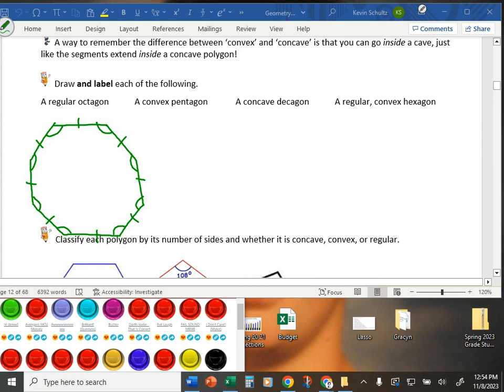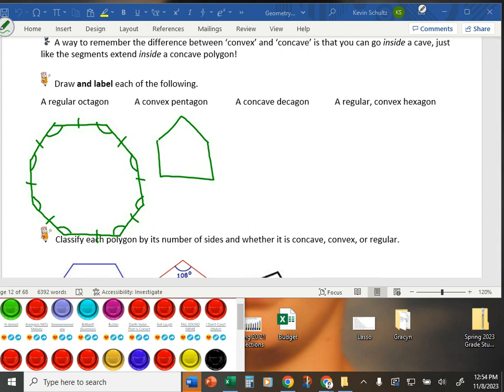A convex pentagon, we actually drew one of those too. A convex pentagon would look like this. And again, what makes it convex is that if you were to extend any of these sides, they remain on the outside of the polygon. Right, Darth? Thanks, Darth.